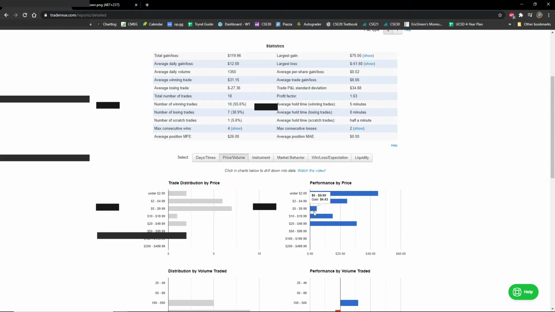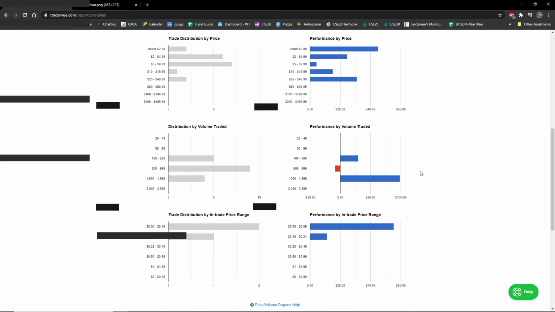I would say $5 to $10 stocks and $2 to $5 stocks are my best performing, and anything over 10 is a little bit more of a shady, gray area, but I'm actually doing pretty good there too. So I usually try to stick to between $2 and $10. That's my ideal range, but if an opportunity presents itself above $10, I will certainly take it with reduced size.